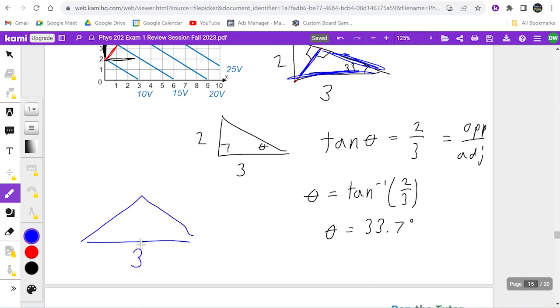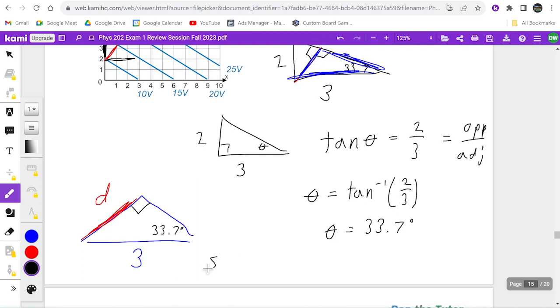So this is still 3. This is the red distance we're trying to find. I'll call it D. And this we just said was 33.7 degrees. That's the angle. Oh, and this is the right triangle. So in other words, D is not the hypotenuse. It never had to be. It doesn't matter if it's the hypotenuse or not. But 3 is the hypotenuse because it's the opposite of the right angle.